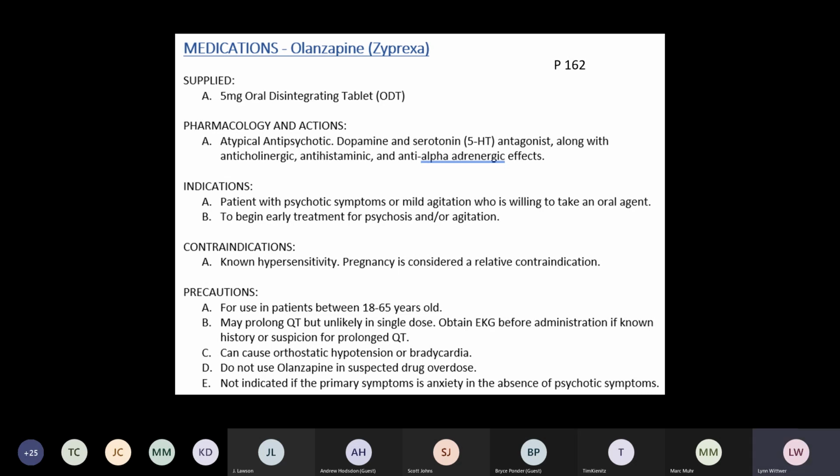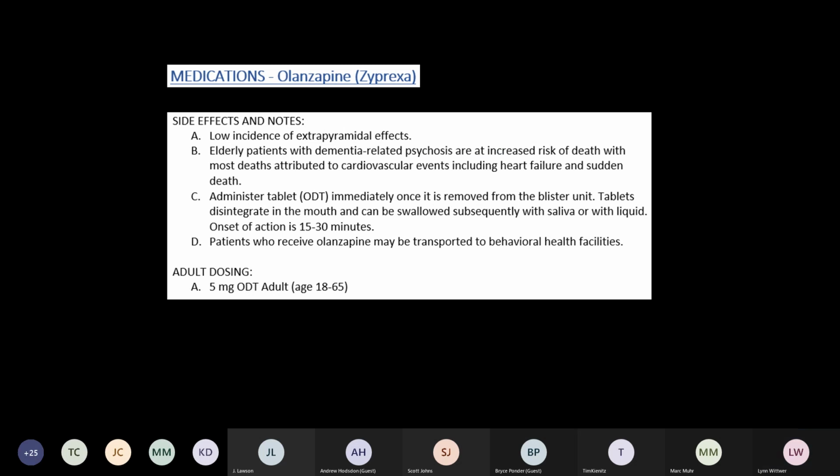It's only for adults, so 18 to 65 years of age. It doesn't work well at people my age, because it can have some real downsides. So it's not for the elderly. It may prolong QT, though unlikely in a single dose, just like any of the other antipsychotics seem to do that. It can cause orthostatic hypotension or bradycardia, but usually they're quite agitated at that time. It won't hurt to slow them down a little bit. Low incidence of extrapyramidal effects. Elderly patients are at risk for cardiac events.